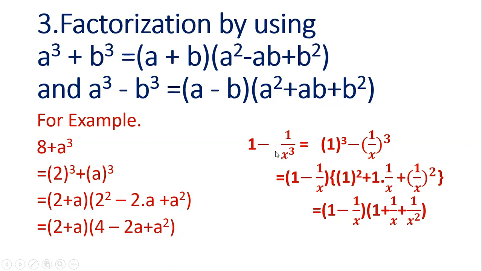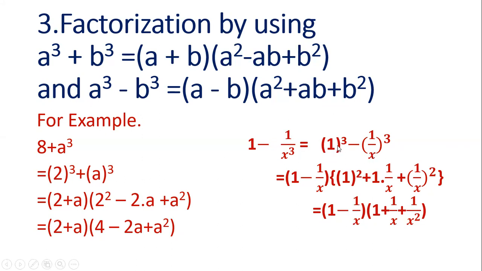And the next example, 1 minus 1 upon x cube. Yes, it is given in fraction. So the fraction problem will also be solved in a similar manner. This 1 can be written as 1 cube, because 1 cube is again 1 only, right? So 1 upon x cube can be written as 1 upon x whole cube, because 1 upon x whole cube means 1 upon x cube only, because cube of 1 will give again 1 and cube of x will give x cube, right?